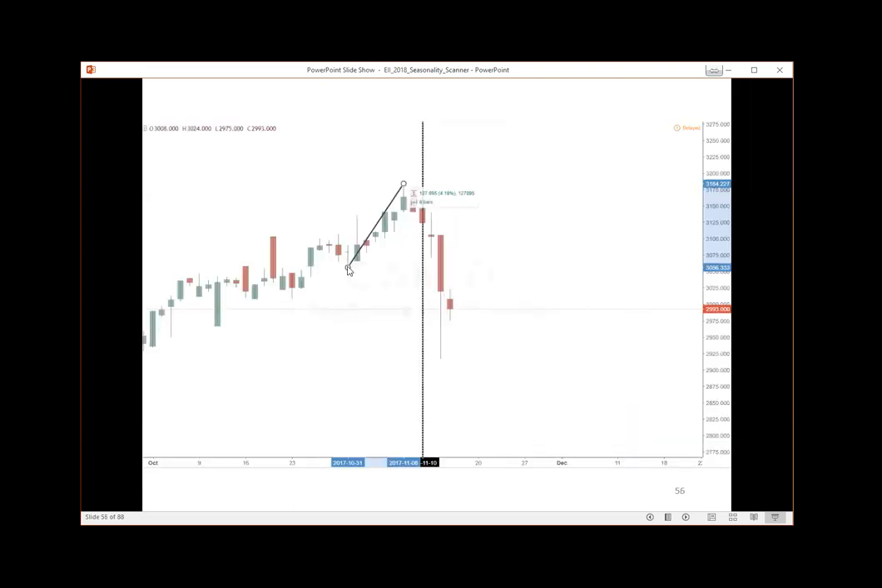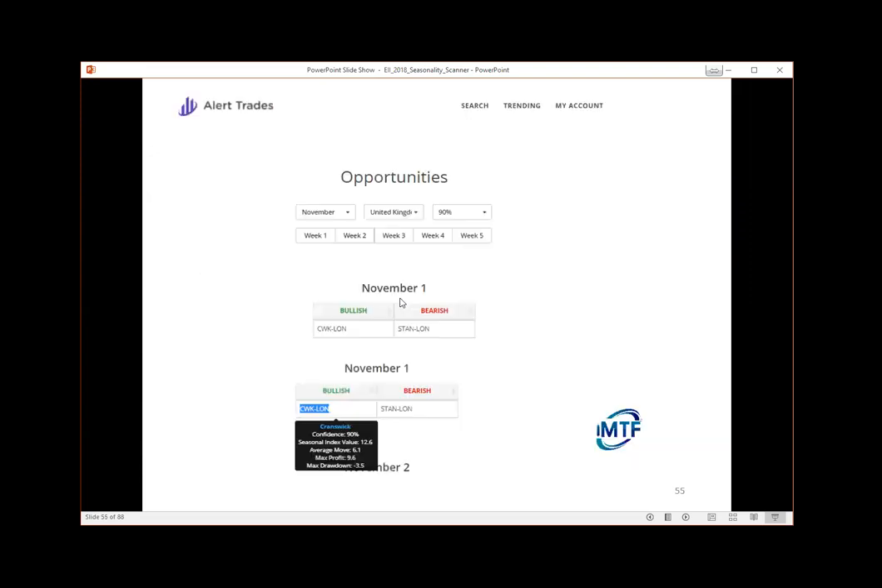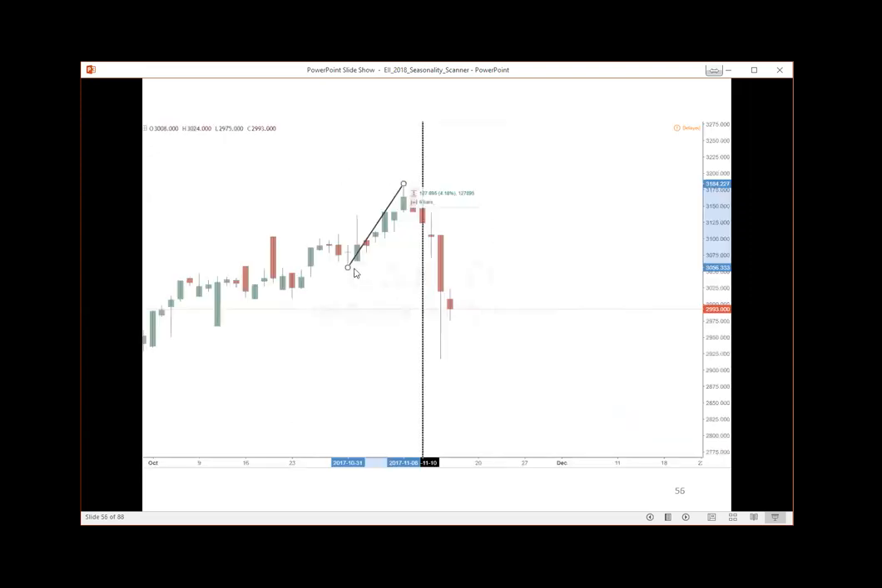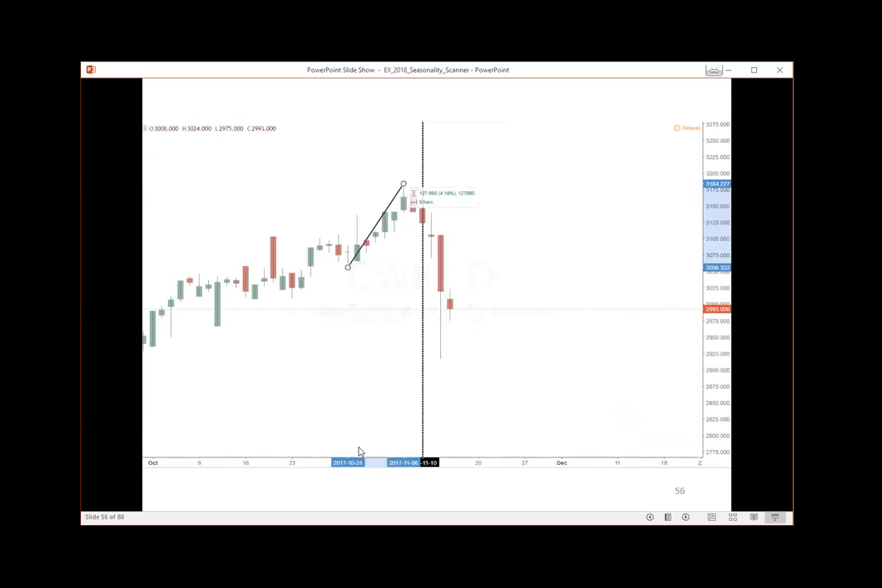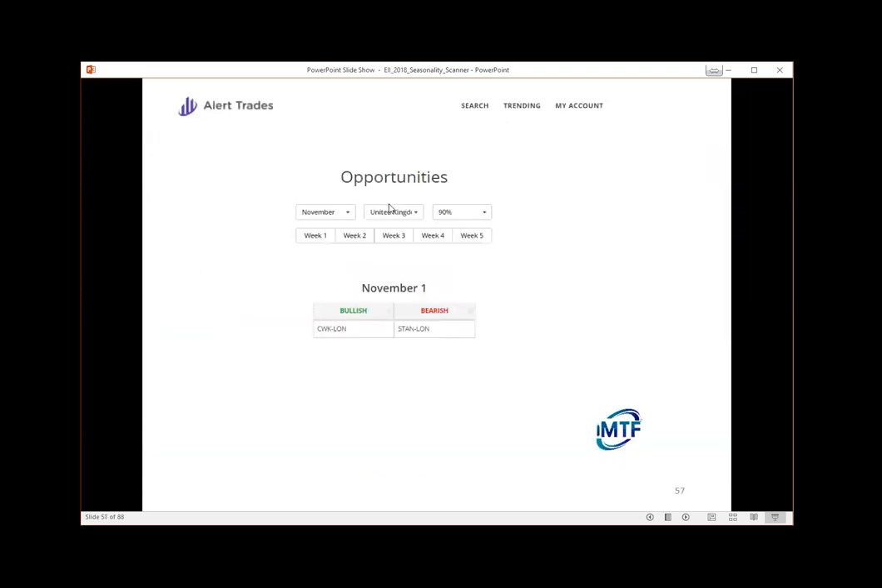Here's CWK that basically occurs. November 1st was, sorry. So yeah, November 1st. So this is basically the October 21st, the November 1st is right there. You could see it moved an average about 4% higher, and basically the prediction was about 6.1. So it kind of fell short of the prediction, but you still got everything accurately because you're trading this on a lower time frame, okay?